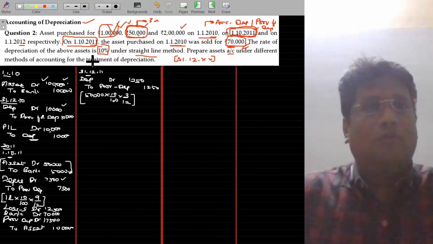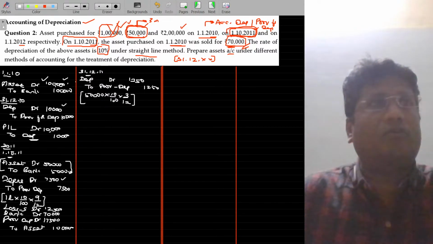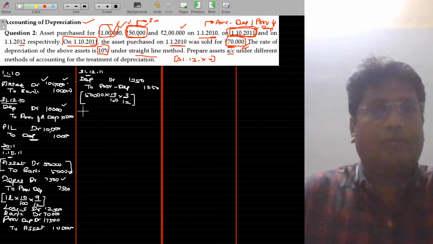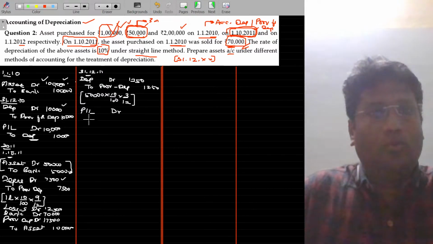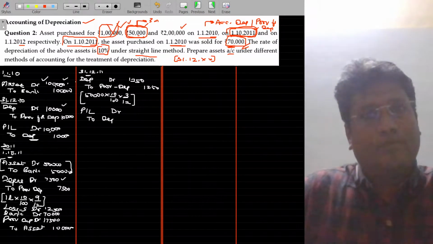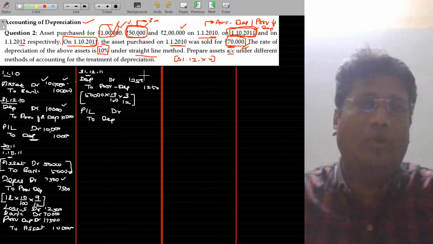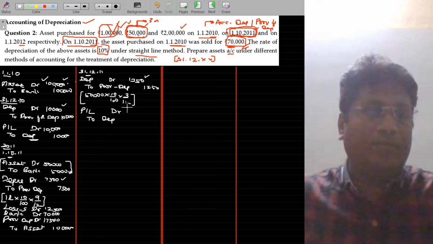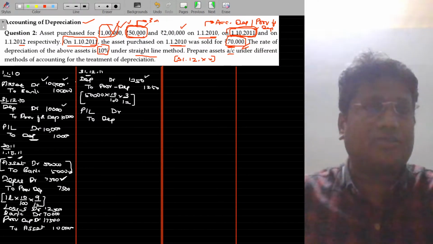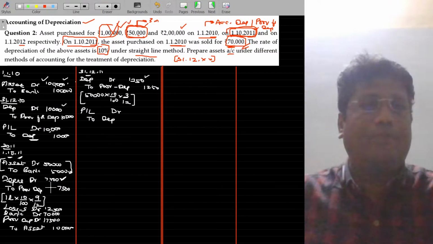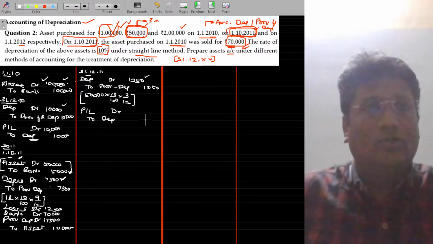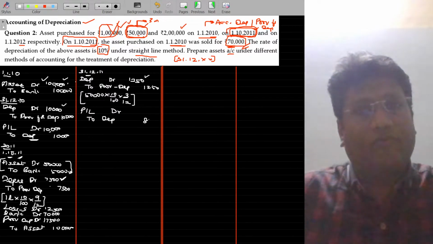Then we'll move on to the next year. Before that, whatever depreciation there is, being a nominal account, should be transferred to the P&L account. So the entry being P&L account debit to depreciation, the value being 1,250 and more. We have 1,250 for the newly purchased asset. Apart from that, another asset which was sold on 1st October 2011, for that also we have created depreciation up to the date of sale being 7,500. So you add these two, which is 8,750.